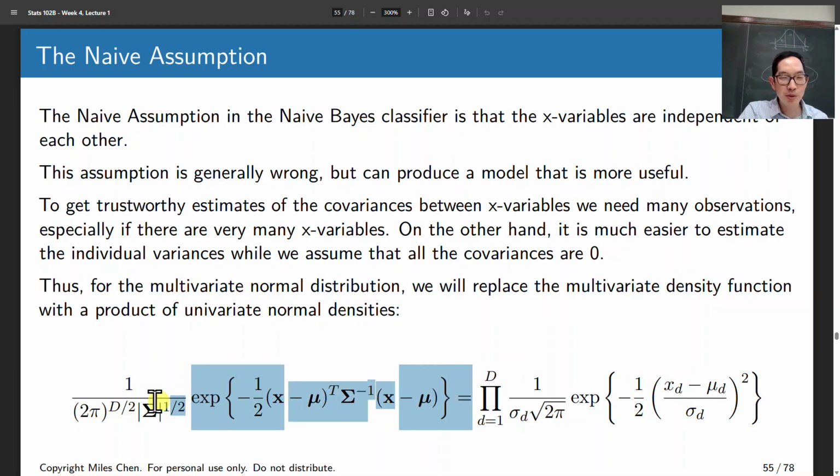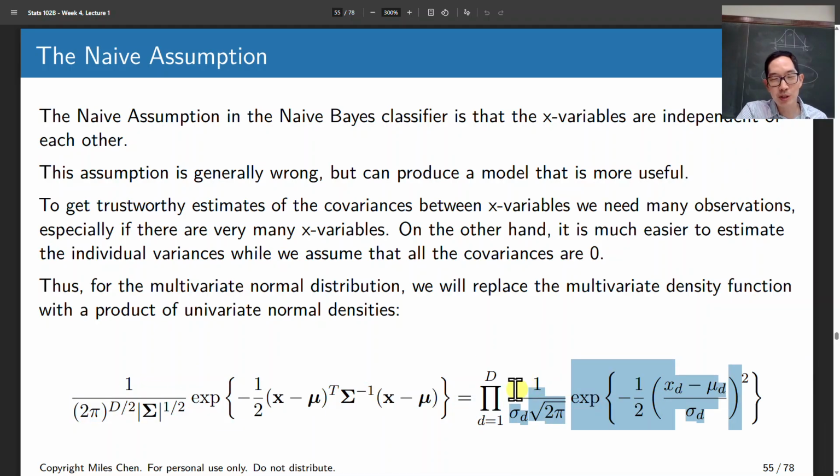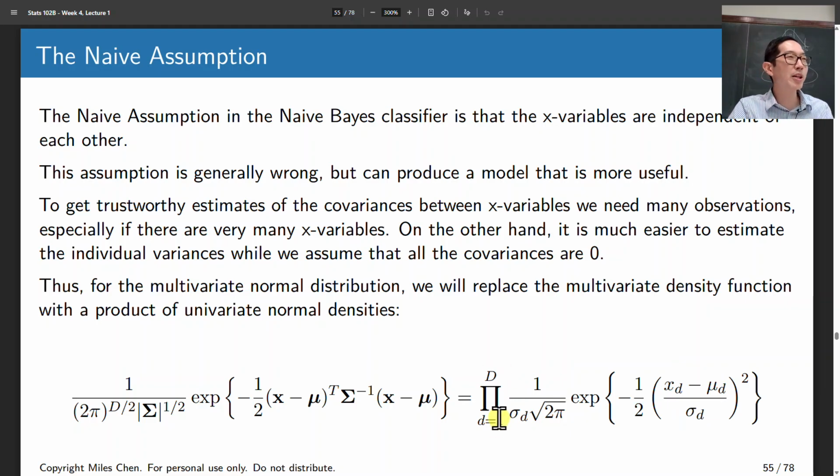Okay, so this is the multivariate PDF, and this is the univariate PDF, and we're just going to turn it into a product. So basically, instead of finding the multivariate PDF of x1 and x2, just find the univariate PDF of x1, find the univariate PDF of x2, and multiply those two together. So just take the product of independent things.